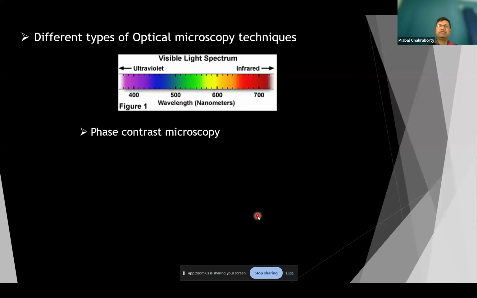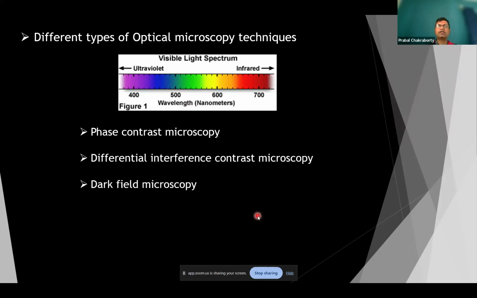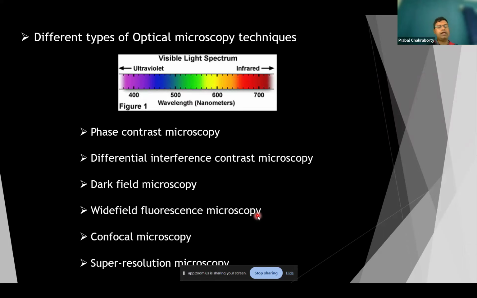So when we see our sample, let's say under the normal bright field technique, there are some bright field techniques: phase contrast microscopy, DIC or differential interference contrast microscopy, and then we have dark field microscopy. So these are the three techniques based on the bright field light path. And then we have fluorescence microscopy, which is based on the episcopic light path, confocal the same, and again super resolution the same light path. So the first three are contrast techniques based on bright field imaging.